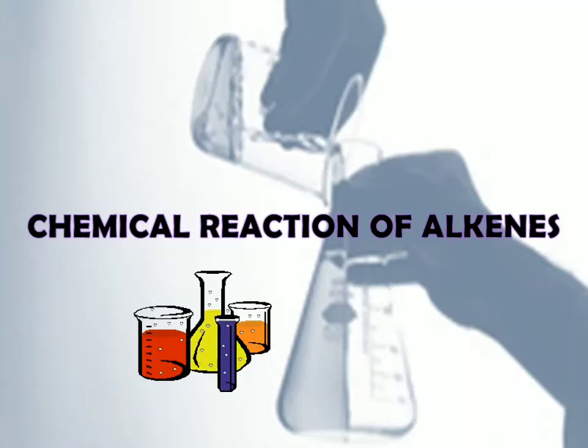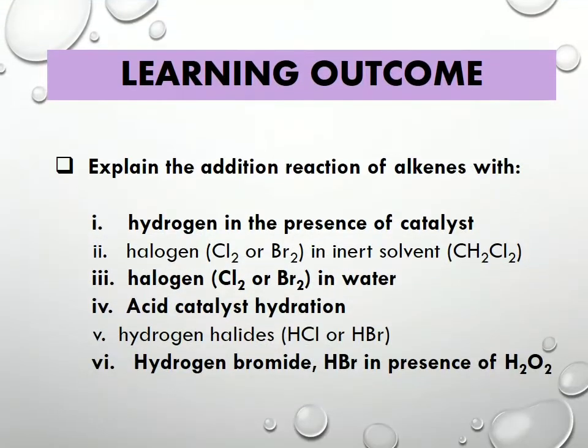Chemical reactions of alkenes. The type of reaction in alkenes is electrophilic addition due to the presence of the carbon-carbon double bond. So these are the 6 addition reactions we will cover today.